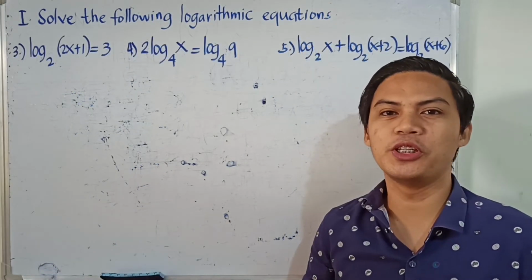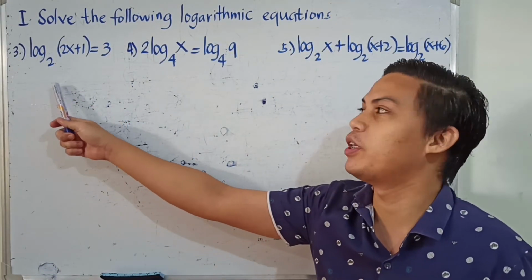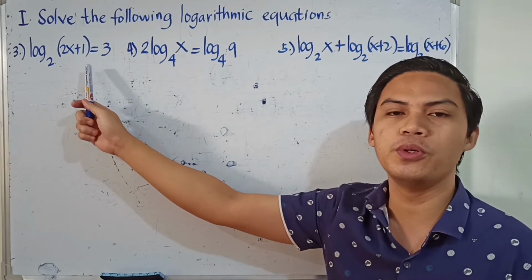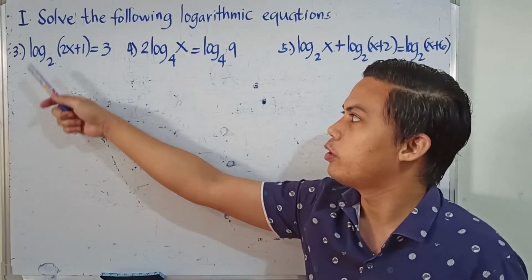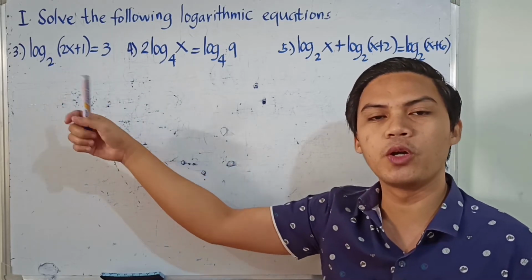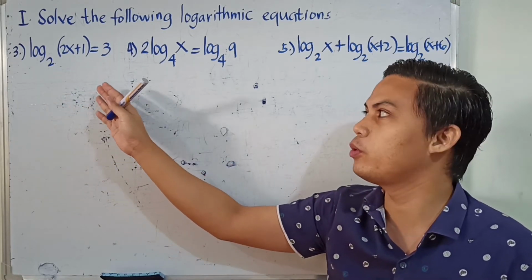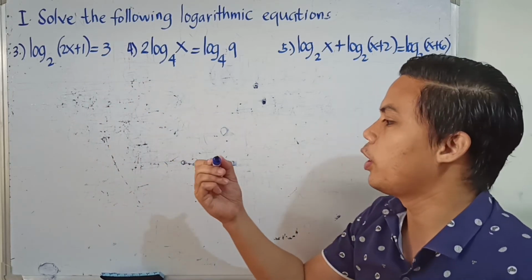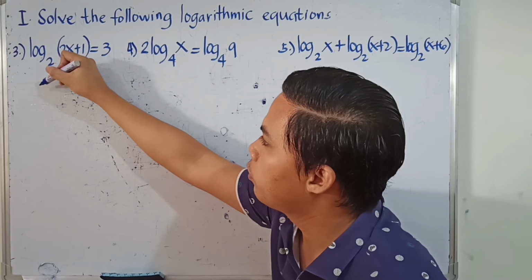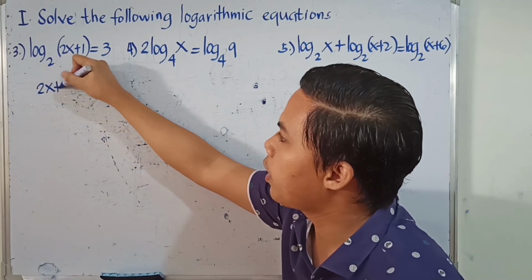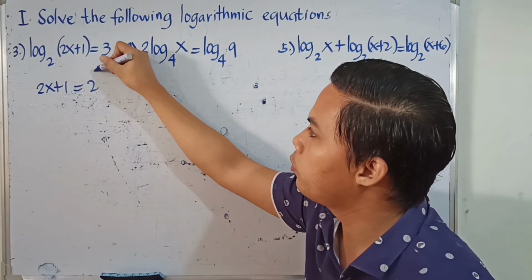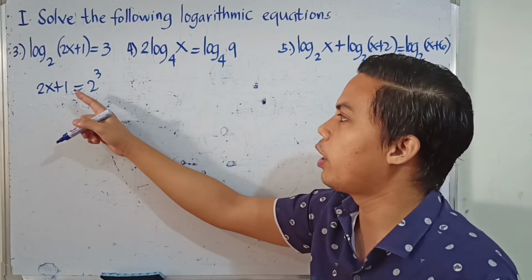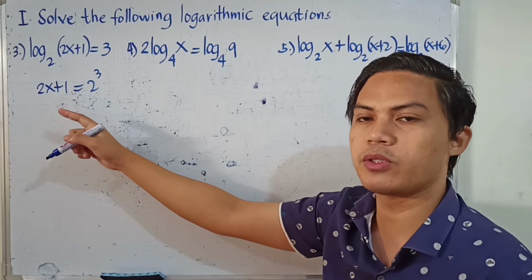Let us now continue. So we have example number 3. The logarithm of 2x plus 1 to the base 2 is equal to 3. Since it is already a single logarithm, we're going to automatically change this one into an exponential form. So it will become 2x plus 1 is equal to 2 cubed. Or you can have that one the opposite way. You can have 2 cubed is equal to 2x plus 1.